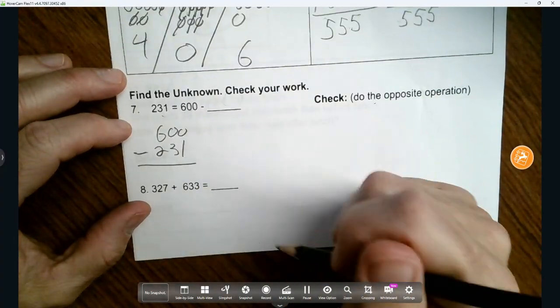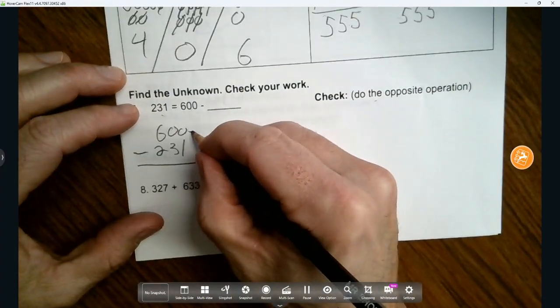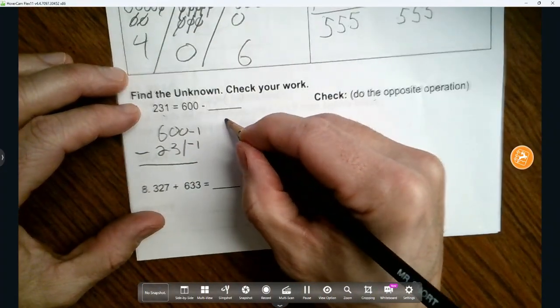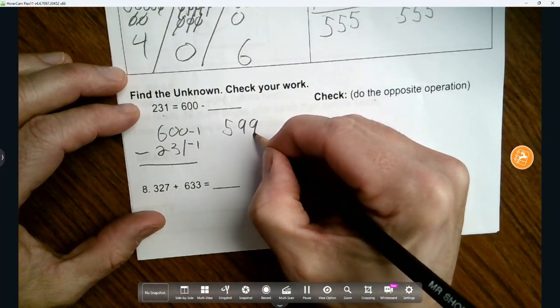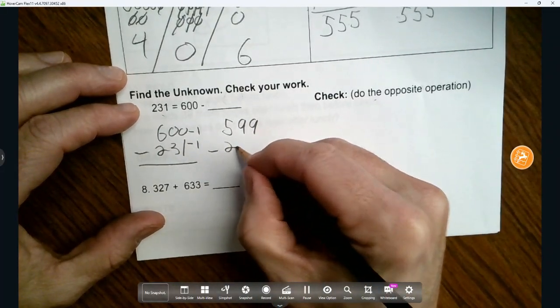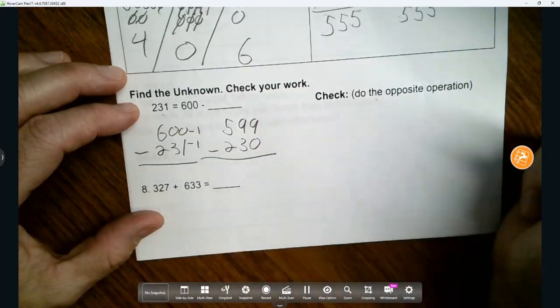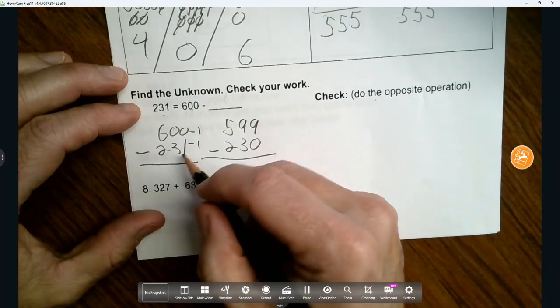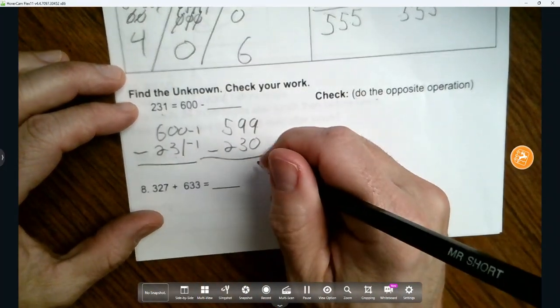Means we keep these spaced apart the same. I want a minus 1 here, and I want a minus 1 here. Now I'm going to have 599, right? Because 600 minus 1 is 599, minus 230. Okay, 230, because I took 1 away from here. So what is 9 minus 0? See how much easier this is now?